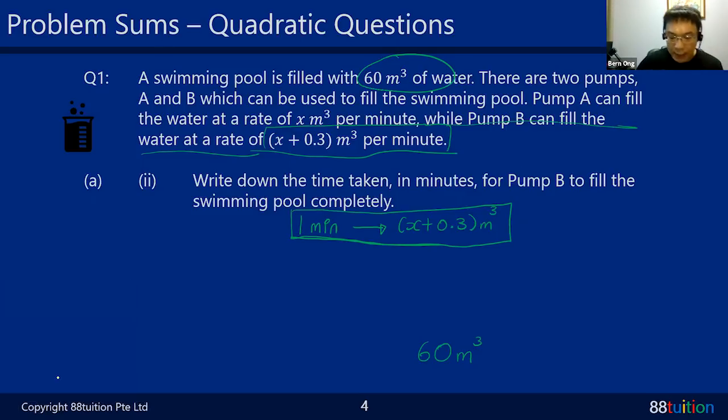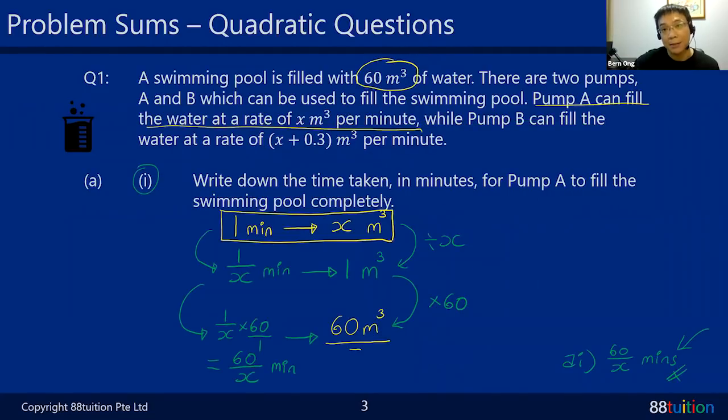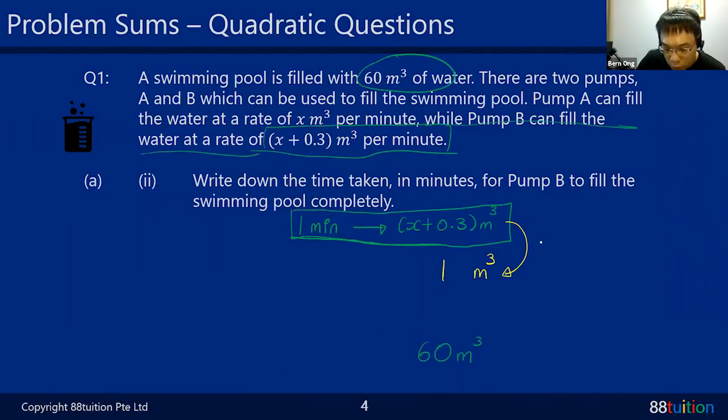Here I ask myself, I need to find what is 1 cubic meter first. So how do you get 1 from here? You can only use times and divide. So if the first portion, you divide by x. Down here, what do you do? Oh, you divide by itself again. Divide by x plus 0.3. Whatever you do on one side, just do on the other side. Math is all about fairness here.